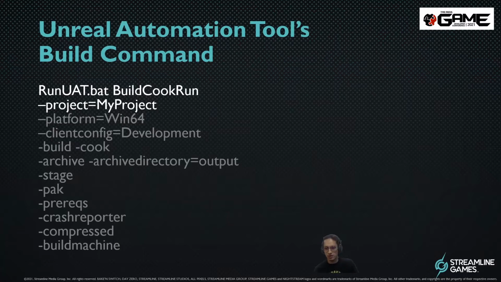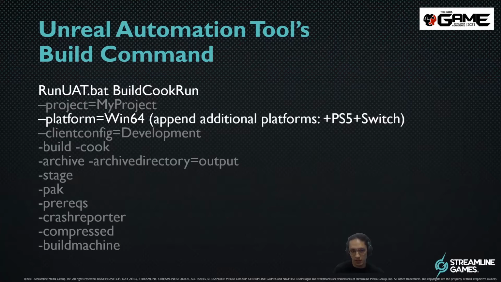For our projects, we typically use a source version of the engine, so the RunUAT batch file, Unreal Automation Tool batch file. It comes in the root folder of the engine. And so first off, we define the project that we want to look at. Then in the next argument, we can define the platforms that we'd like to build for. If you want, you can actually define multiple platforms.